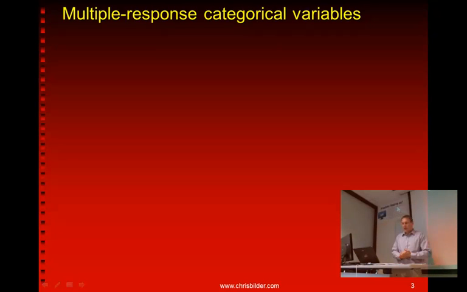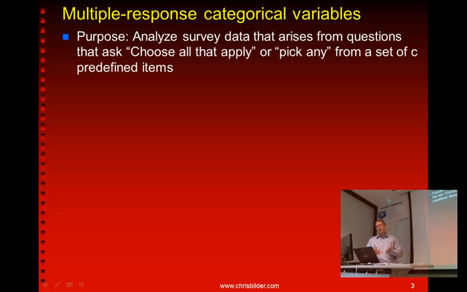We're going to talk about something I refer to as multiple response categorical variables. This term is used in a number of different ways in statistics. The way I'm going to refer to it is in reference to survey data, where often you see on a survey a question that asks, choose all that apply from a set of predefined responses, or pick any responses from a set of predefined responses. Maybe C, just to be general, C predefined responses, or let's say items.